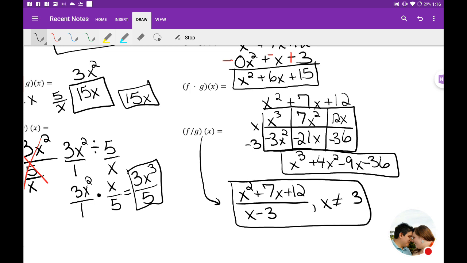All right, so that is all of day one's notes. On Tuesday, we will pick up with doing composition of functions. Have a great day.